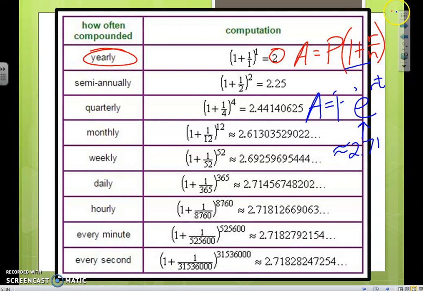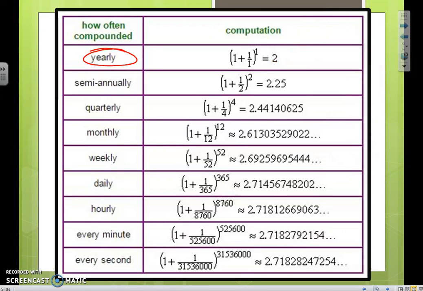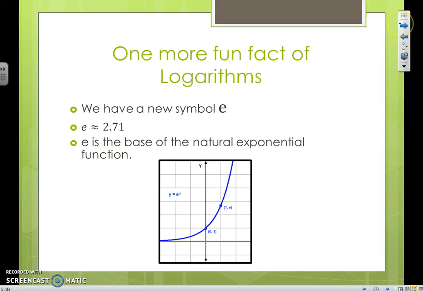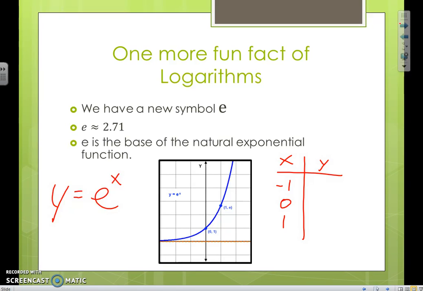Okay? Now, we're going to talk a little bit more about what e means for us here. So we have our new symbol e. It is approximately 2.71, and e is the base of what we call the natural exponential function. Okay, so that function would be y equals e to the x power. If we're going to graph this, for an exponential function, we know our x's: -1, 0, and 1. -1 goes with your reciprocal, which would just be 1 over e. You plug that in your calculator; there's a button for e on your calculator. 0 goes with 1, and 1 goes with e. You can see an example of this graph here: (1, e), (0, 1), (-1, 1/e). So e is approximately 2.71.